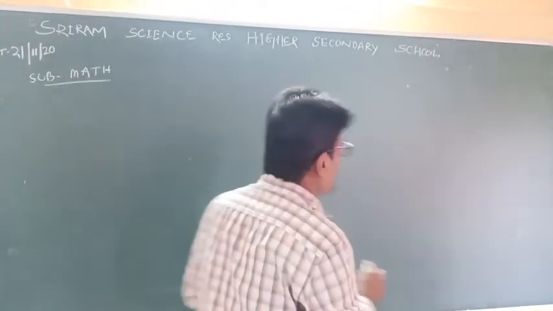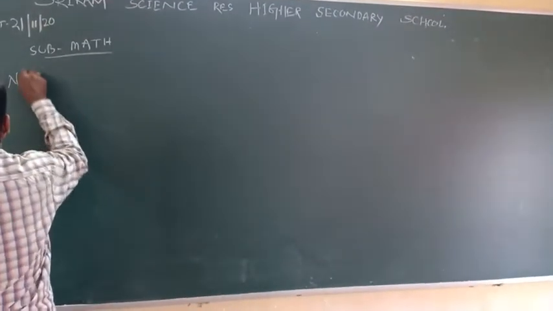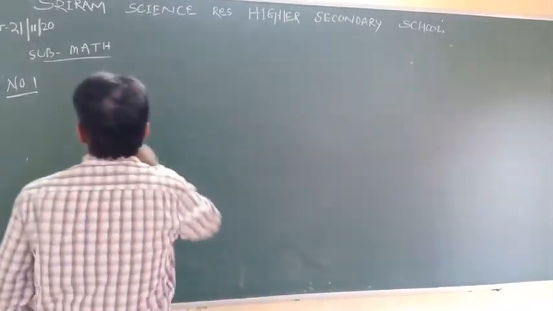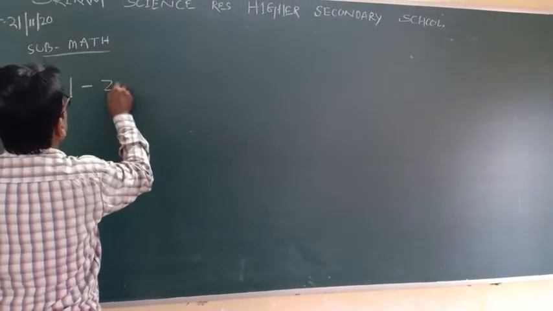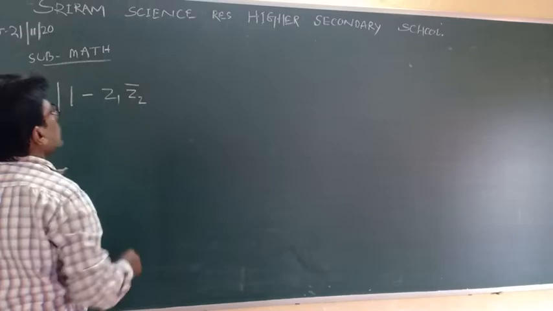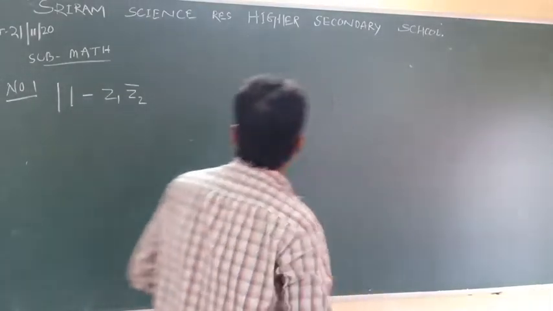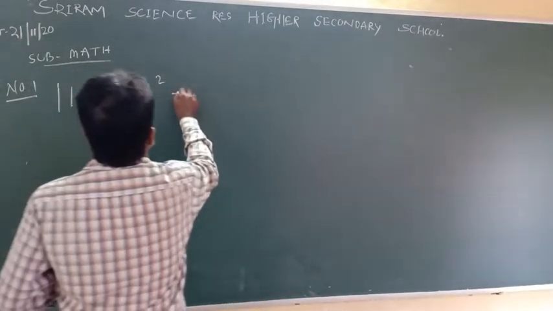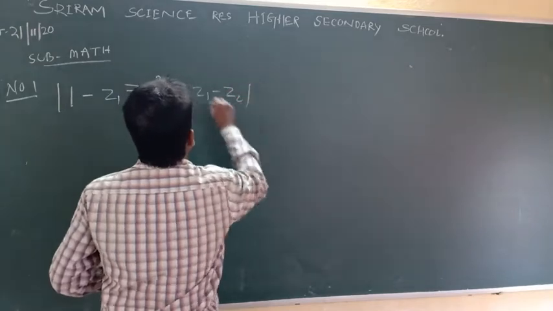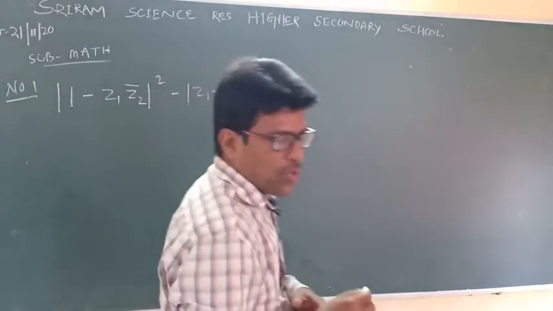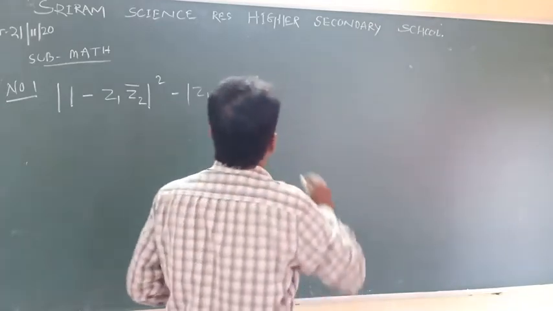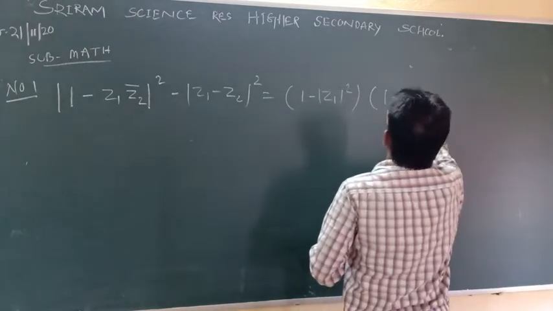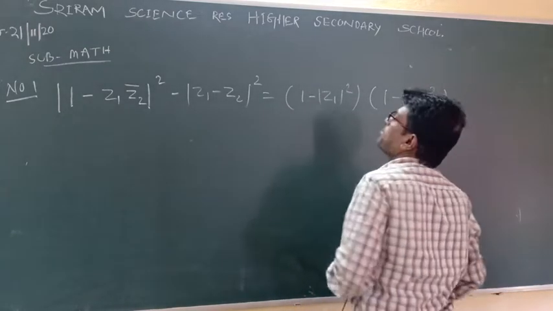Now, number one. Number one, you look: 1 minus the modulus of z1 z2 conjugate, the whole square, minus the modulus of z1 minus z2 whole square, is equal to, we have to prove, 1 minus modulus of z1 whole square into 1 minus modulus of z2 whole square.